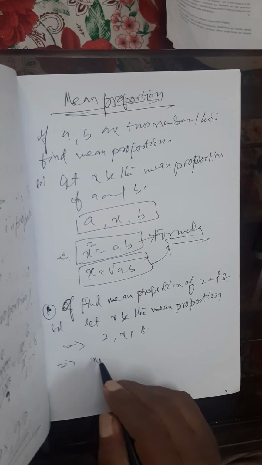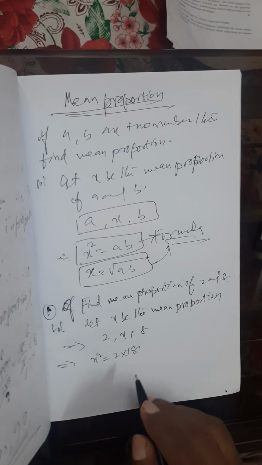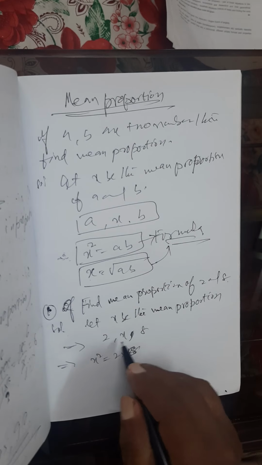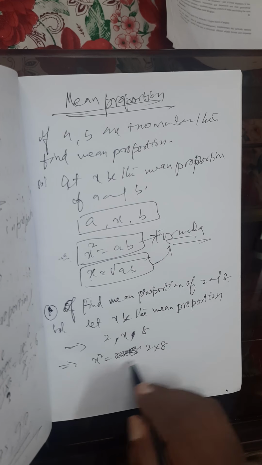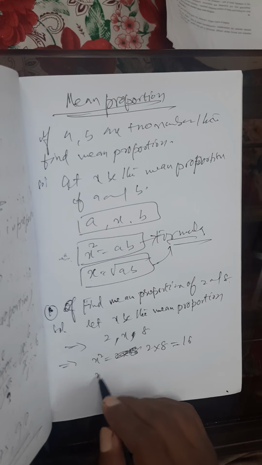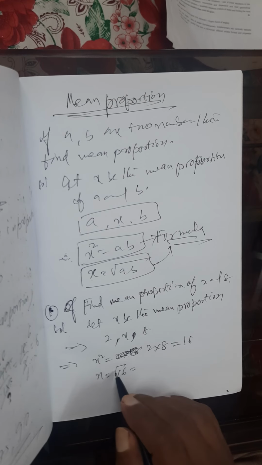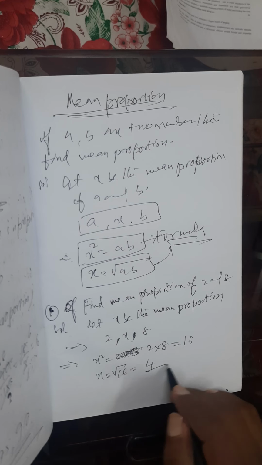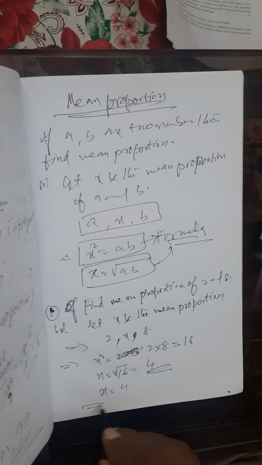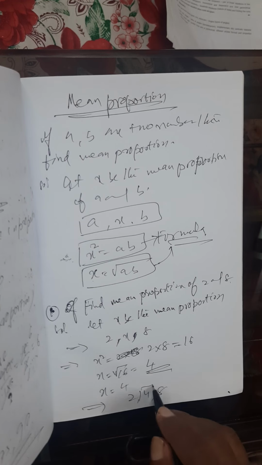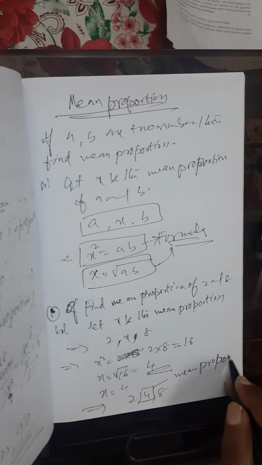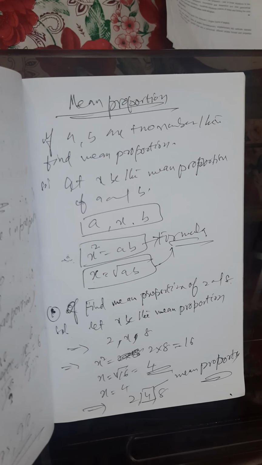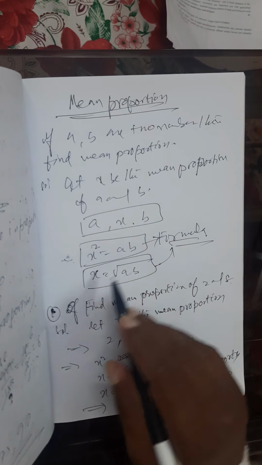Now we can directly find x square equals 2 into 8. Sorry, 8 is there, not 18. 2 eights are 16. So x equals root over 16, and the square root of 16 is 4. So the x value is 4. Therefore 2, 4, 8 is the mean proportion. Like that we can find it. So remember this only: x square is AB, x is root over AB, the mean proportion.